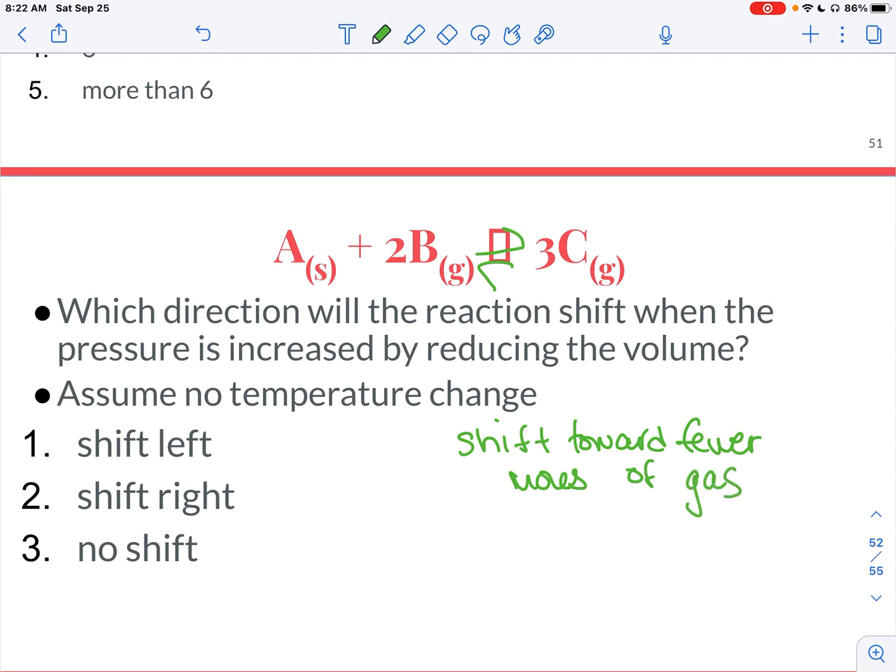And at first glance, you might say, oh, the same moles. We have 3 on this side and 3 on this side, so no shift. But that's not the story. Look, this one is a solid. We said fewer moles of gas. So it is going to shift to the left because we only have 2 moles of gas on that side. Okay, so you have to pay attention to these little symbols in the volume pressure situation. So it will shift to the left.